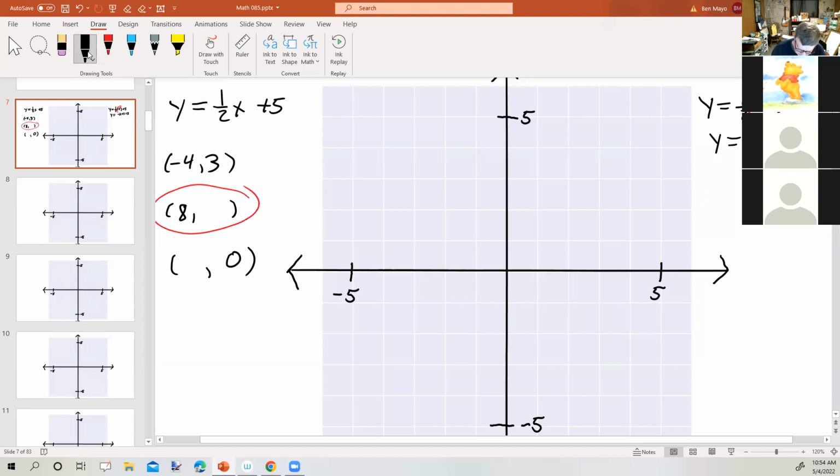Second ordered pair. Find y when x is 8. y equals 1/2 times 8 plus 5. 8 over 2 reduces to 4 over 1. y equals 4 plus 5, which is 9. So there's our second ordered pair.